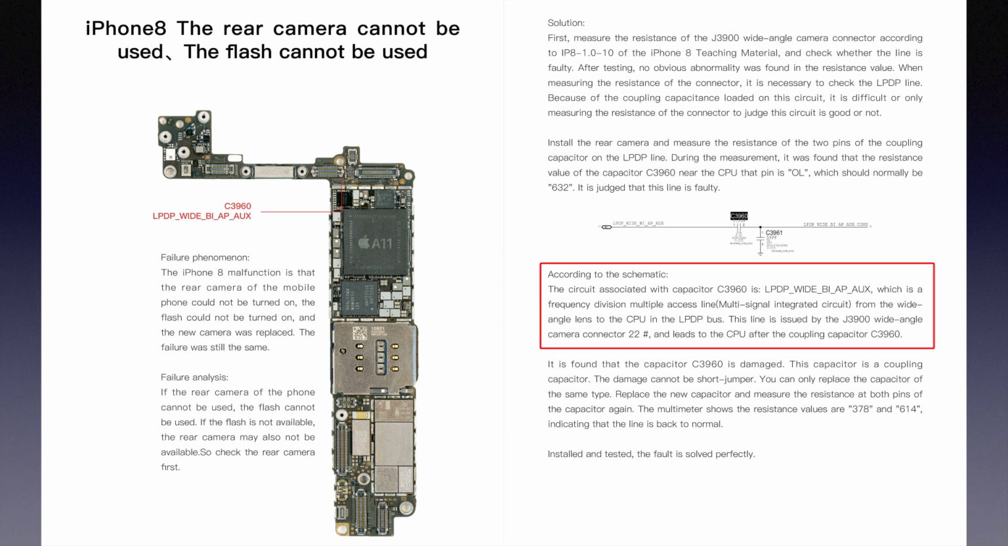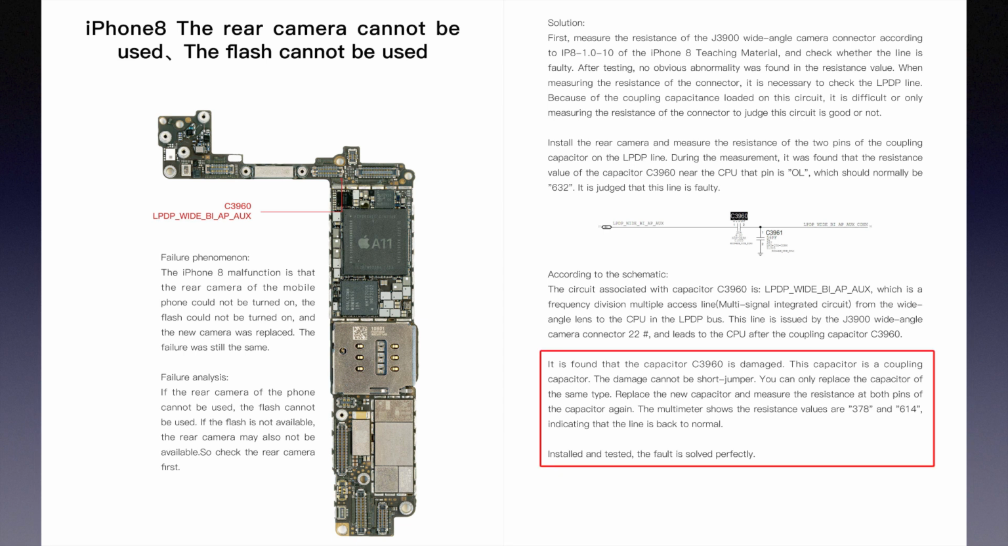According to the drawing, the circuit associated with capacitor C3960 is LPDP WIDE BI AP AUX, which is a frequency division multiple access line from the wide-angle lens to the CPU in the LPDP lines. This line is issued by J3900 wide-angle camera connector pin 22 and leads to the CPU after the coupling capacitor C3960. It is found that the capacitor C3960 is damaged.